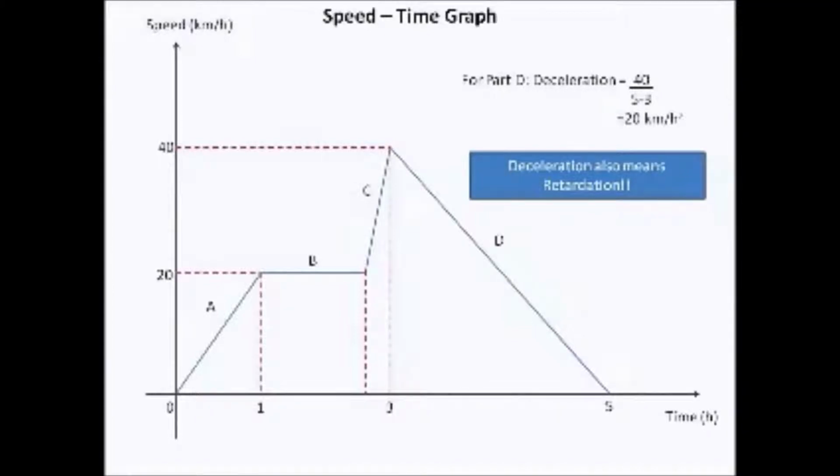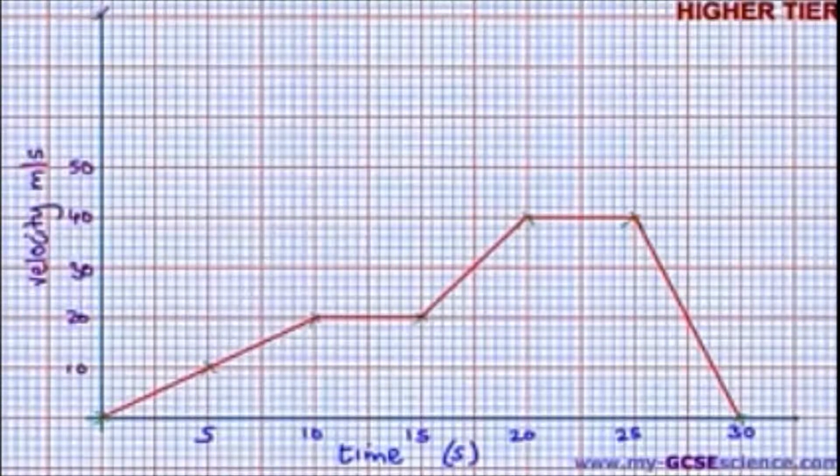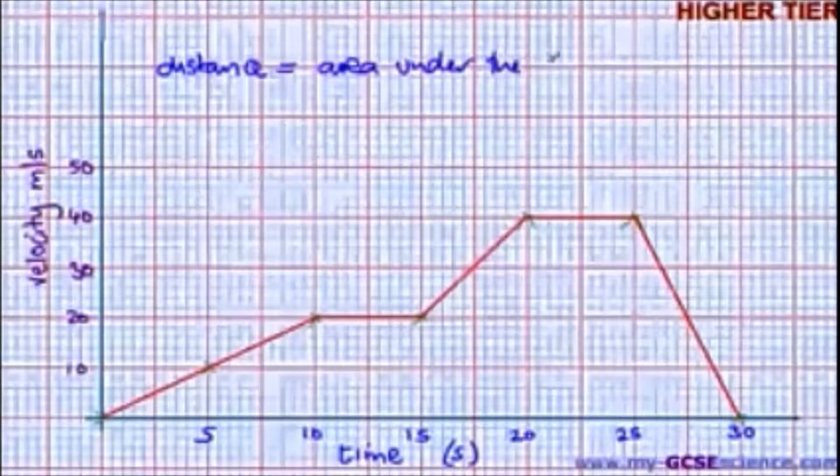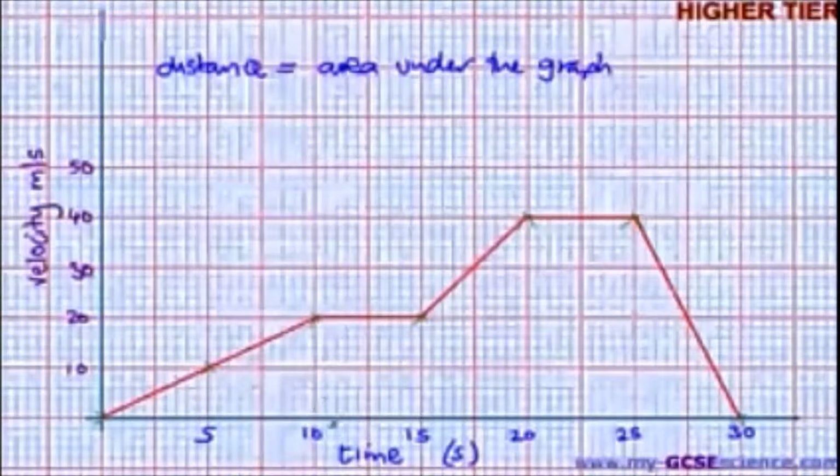Now in the next video, you'll see how distance is calculated using the area of the graph, and the graph must be only a speed time graph. Calculate the distance travelled. The distance travelled is the area under the graph. If you calculate all the area underneath this graph, that would give you the distance travelled.